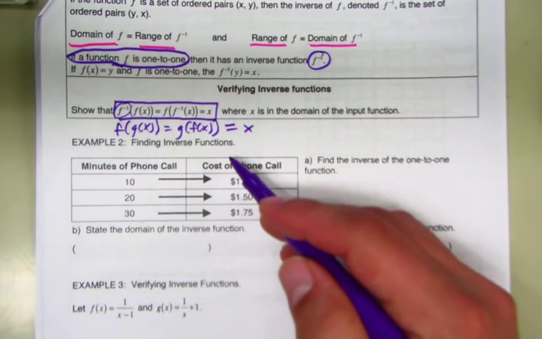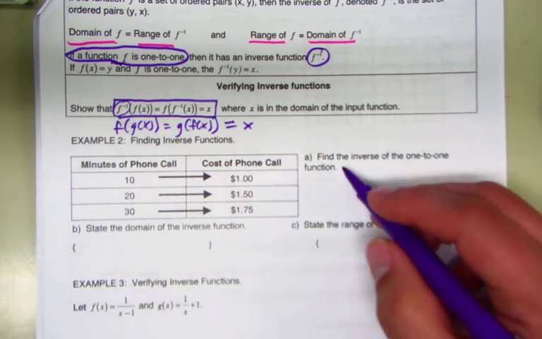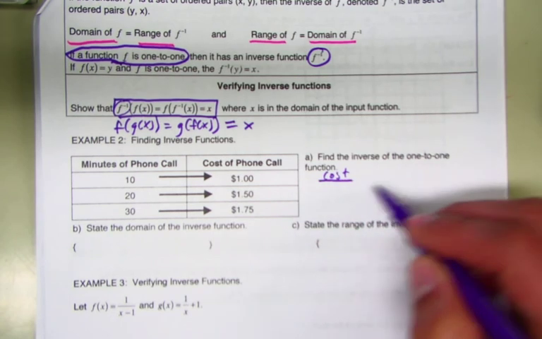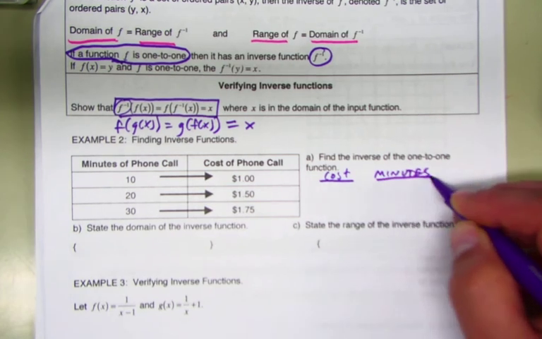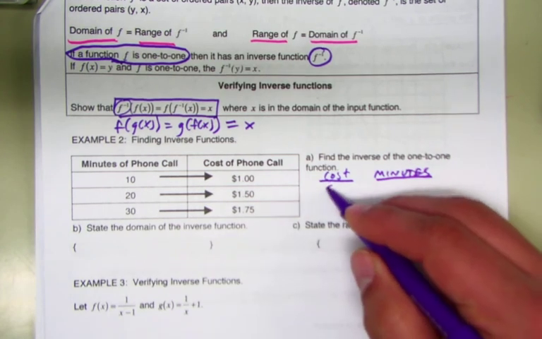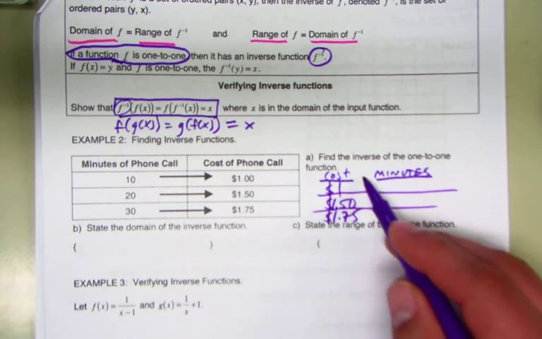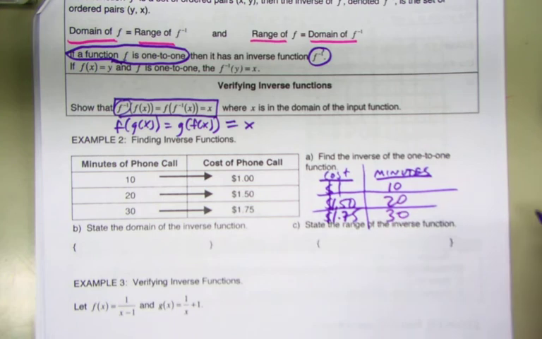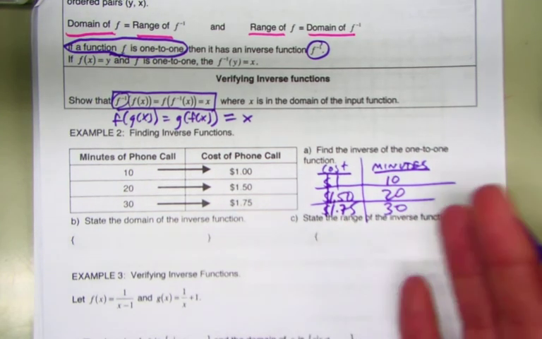Now if we're just finding the inverse, everything flips. So instead of minutes of phone call being your input, now the cost is going to be your input, and the minutes will be your output. So now we have $1, $1.50, and $1.75. That matches up with 10 minutes of a phone call, 20 minutes, and then 30 minutes. So this is what our inverse function looks like. Our cost and minutes just reverse.